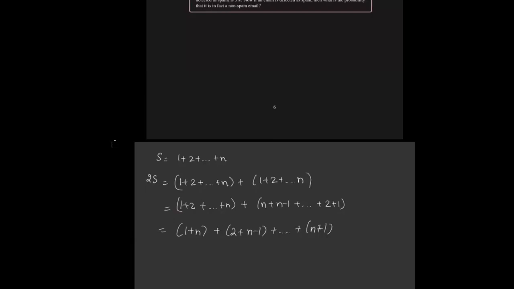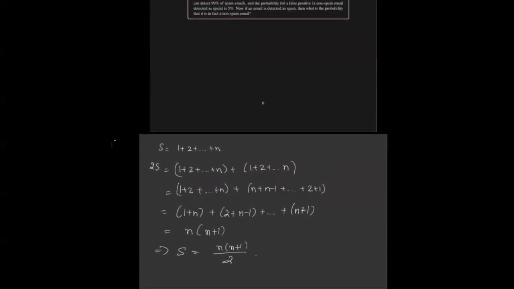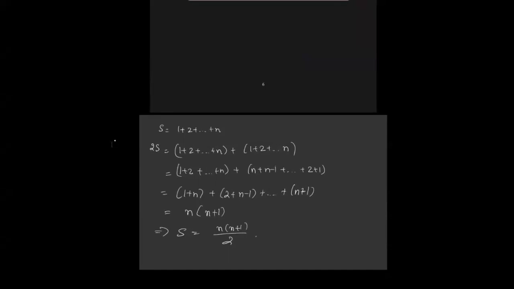So we see that the sum of each group will be n plus 1. And how many groups are there? The number of groups is equal to the number of elements here, which is n. So you would have n times n plus 1. Therefore, S is n times n plus 1 divided by 2, and S is the sum from 1 up to n. So that is how you can calculate this if you don't remember the formula for the arithmetic series.